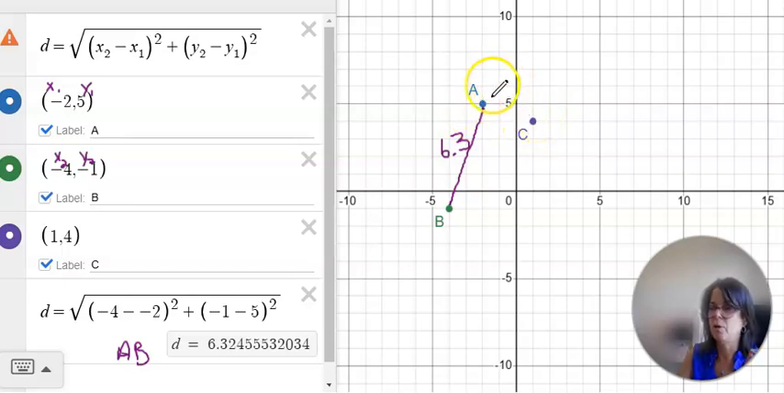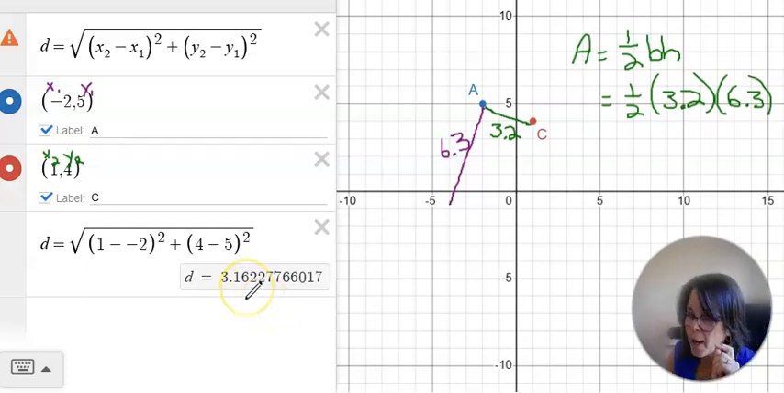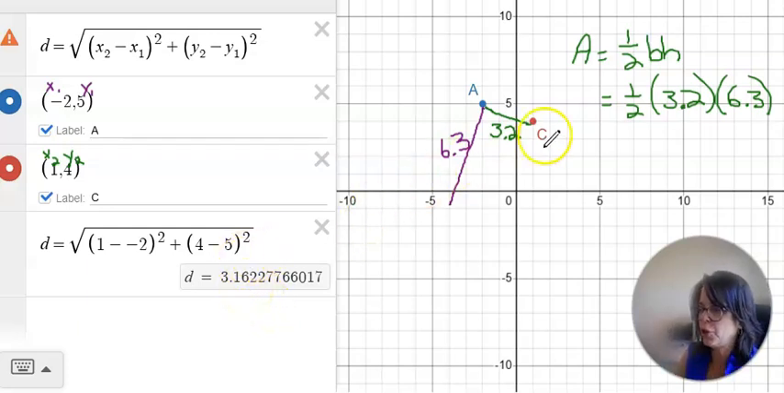And so you're going to call, let's say A we'll keep as our X sub 1, Y sub 1, but now we'll make our C X sub 2, Y sub 2. I'll show you what I mean. All right, I found the distance from A to C, which is my base. I plugged everything in, and when I round to 1 decimal place, I get approximately 3.2.